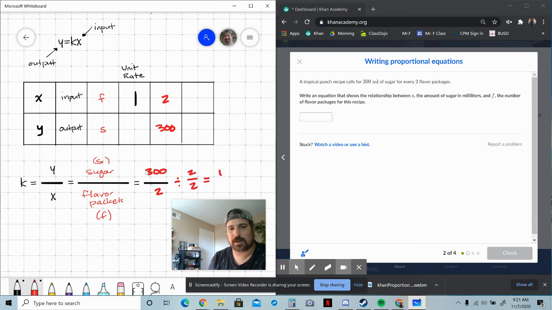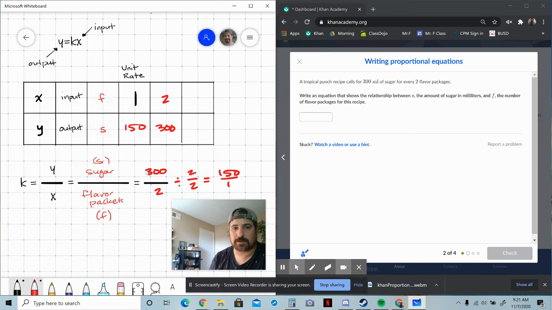And when I do that, I get 150 to 1. So what that means is that for every 1 flavor packet, you use 150 milliliters of sugar. So this is our ratio that we're going to have constant throughout the table. This unit rate, 150 to 1, is our multiplier. So input times 150 equals output.